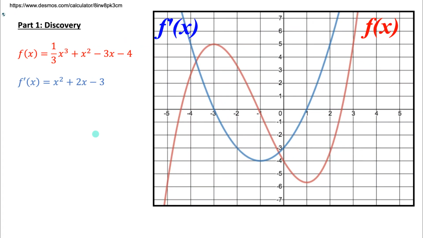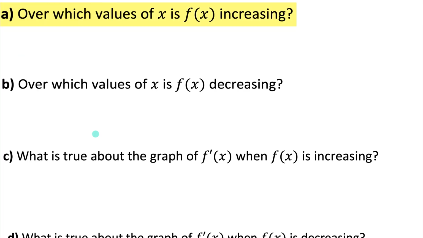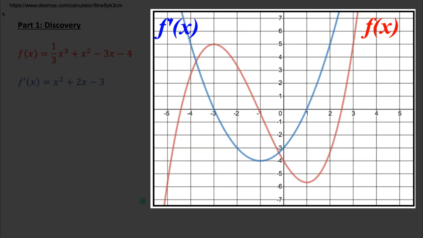Now that you hopefully remember the connection between the value of a derivative and how it tells you the slope of the original function, which can be represented with the tangent line, let's answer some questions. Part A says, over which values of x is f(x) increasing? So looking at the red function, when is this red function increasing? In other words, when is the red function going up to the right?